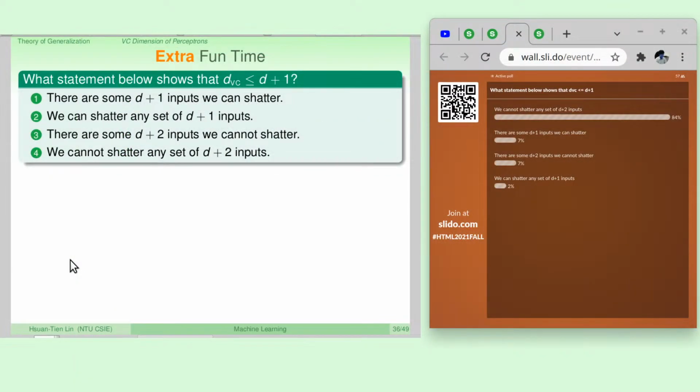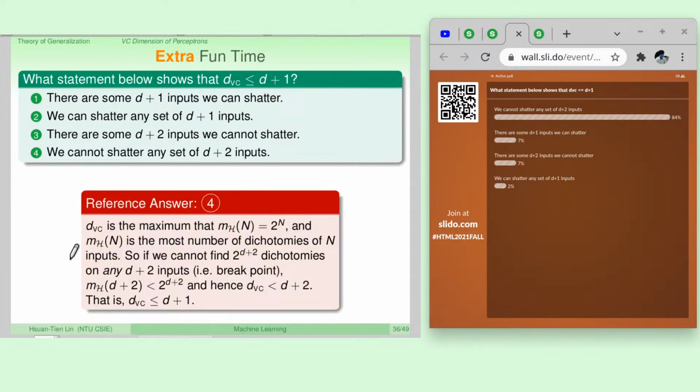Okay, great. Thank you for providing your inputs here. And most of you have chosen that we cannot shatter any set of D plus 2 points, which is the correct answer, given that this actually tells us that D plus 2 is a breakpoint. When D plus 2 is a breakpoint, it cannot be a VC dimension, and therefore VC dimension must be strictly smaller than that, which gives us the inequality that we want.